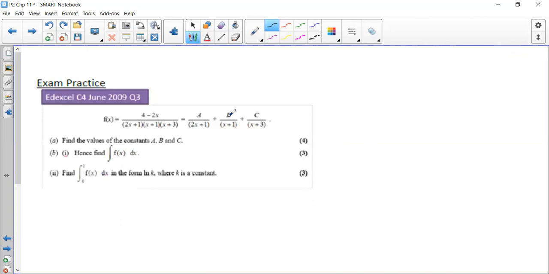Right, then here you go. There's an exam question for you to try. Pause the video, have a go at question A first, because if you don't get question A correct, I'll give you the answer for A and then move on to B. So pause the video, have a go at A first. When you're done, for the answer to A, you can press play.